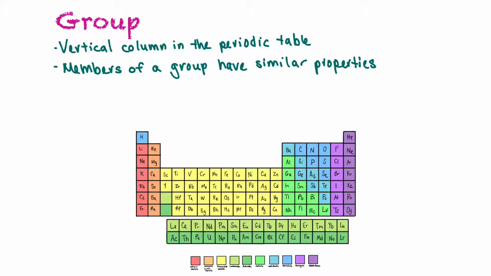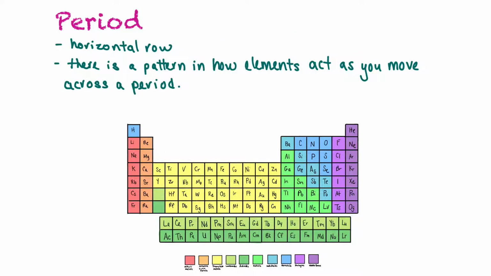Groups are vertical columns in the periodic table. So groups run this way. And members of a group have similar properties. So everything within a column would all be reactive or non-reactive or have other similar properties. A period is a horizontal row. So it goes this way.